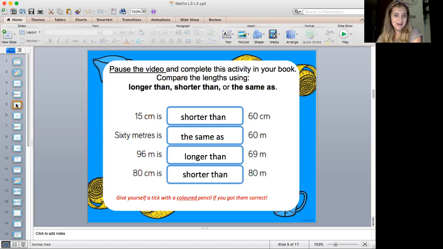I'm not sure if that last one tricked you, but just remember a centimetre is only teeny tiny, like your finger, and a metre is big. Remember from Mrs. McDonald's video, it takes 100 of these little ones to make 1 metre. 100 centimetres to make 1 metre. So 80 centimetres is definitely shorter than 80 metres. Okay, well done if you got those correct.